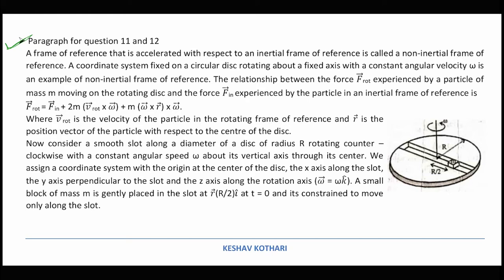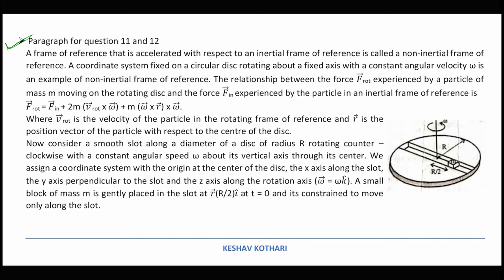A frame of reference that is accelerated with respect to an inertial frame of reference is called a non-inertial frame of reference. A coordinate system fixed on a circular disk rotating about a fixed axis with a constant angular velocity omega is an example of a non-inertial frame of reference.